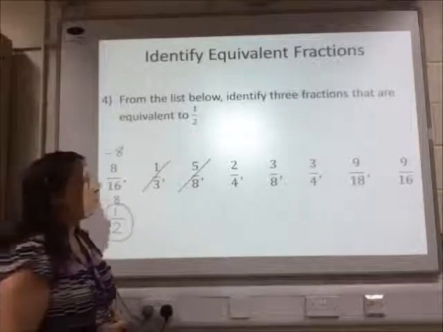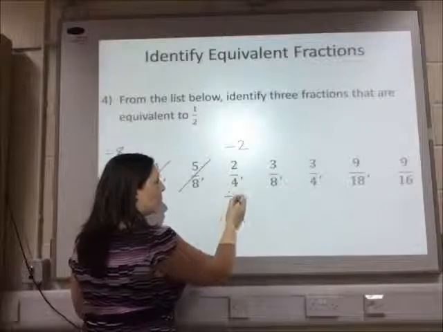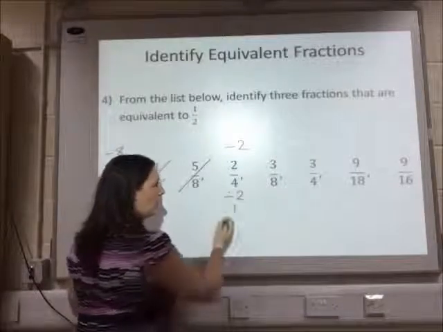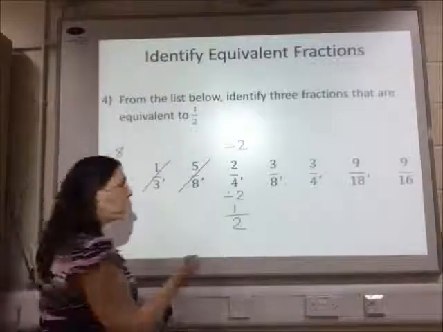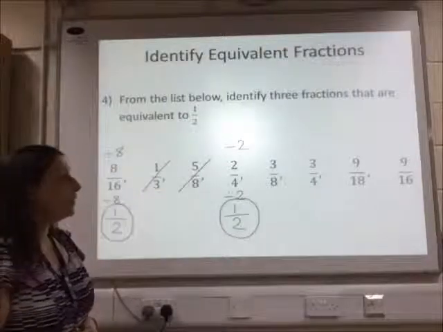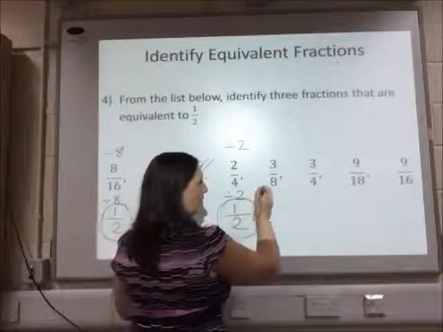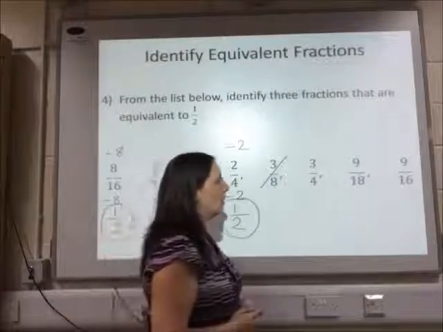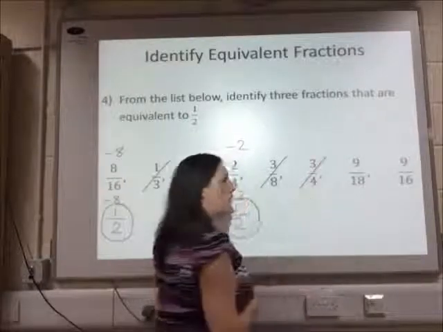2 over 4 are both in the 2 times table, and so I can divide both the top and the bottom by the number 2. 2 divided by 2 will give me 1, and 4 divided by 2 will give me 2. Again, this gives me a half, and so this one is also an equivalent fraction. 3 over 8 do not have a common factor, and because they don't have a common factor, it cannot be cancelled down to a half. 3 over 4 also do not have common factors, and so 3 over 4 is not the same as a half.